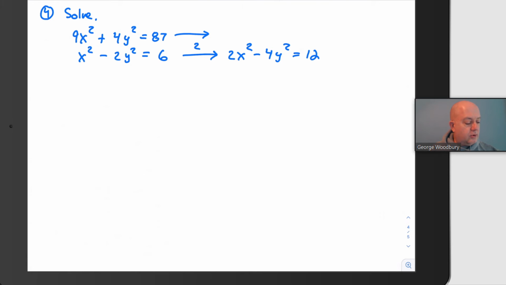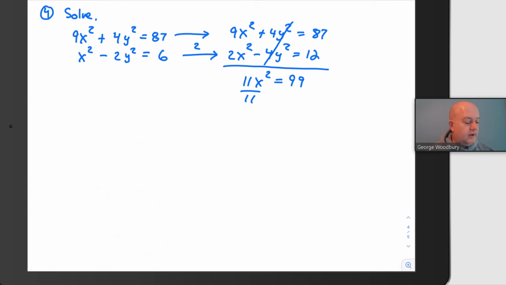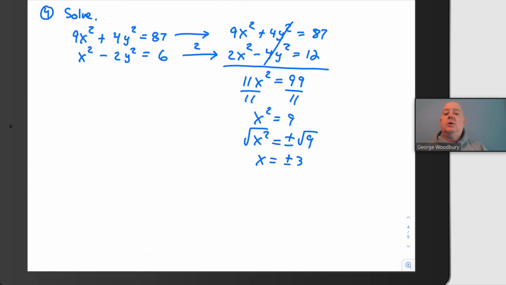And if I copy over the other equation, 9x squared plus 4y squared equals 87, the two terms containing y squared are opposites and will add to be 0. When we add the two equations together, we get 11x squared equals 99. Divide by 11, and we get x squared equals 9. Take the square root of both sides. That is equal to plus or minus the square root of 9, and x equals plus or minus 3. So now, we're going to go back and use the top equation to try to find the y value that goes with them.